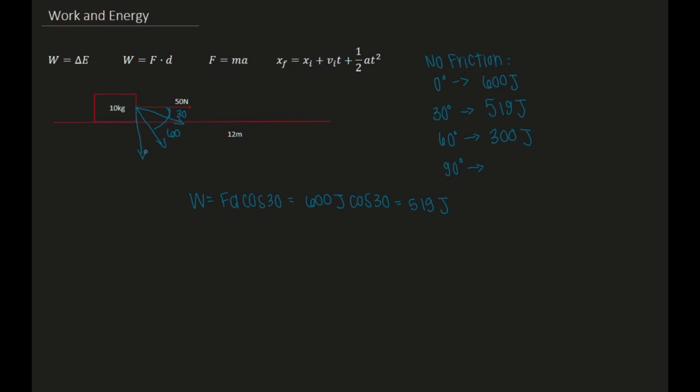So we go straight down to 90 degrees. We would actually get 0 joules. 0 amount of work is being done. And I want you to think about, what does that mean? Work is the change in energy.